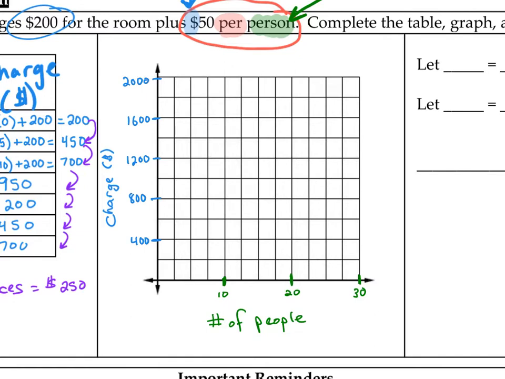And then the title of the graph should be whatever the dependent variable is, which is charge, and then versus, and then the independent variable, number of people.